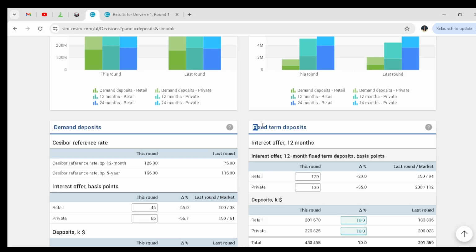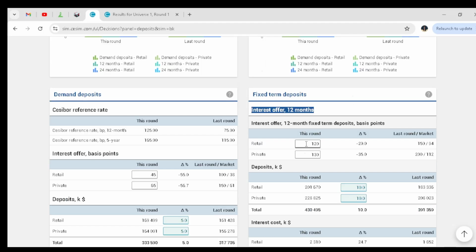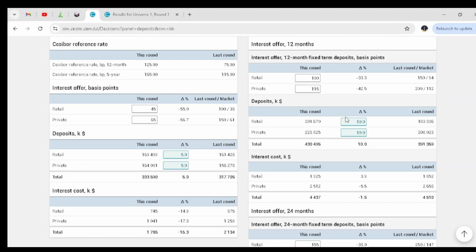Next part is the fixed term deposits and the interest offer in 12 months. For the 12 months, we shall give it 100 for the retail, and for the private, we shall give it 115. Then for the changes, we shall give it 5 for the retail, and also for the private we shall give it 5. You can see there are changes between this round and the last round. If you give it 5%, you shall see that there will be some improvement for this round.